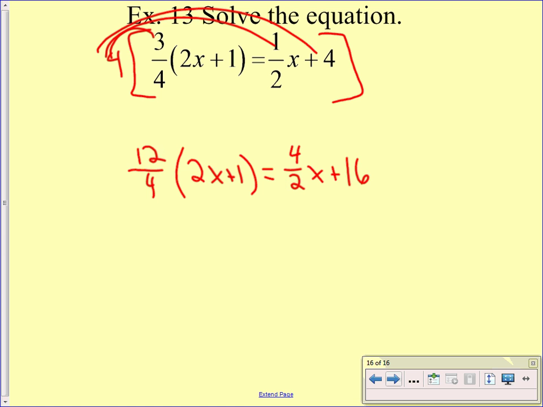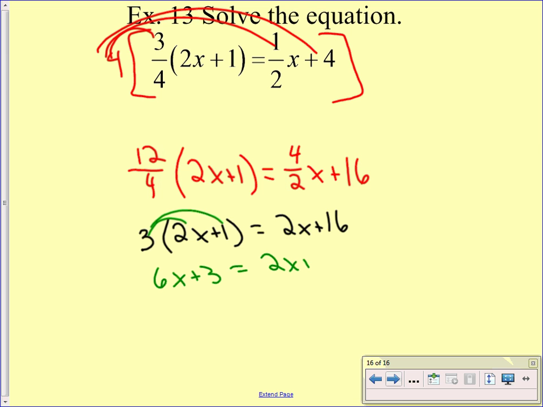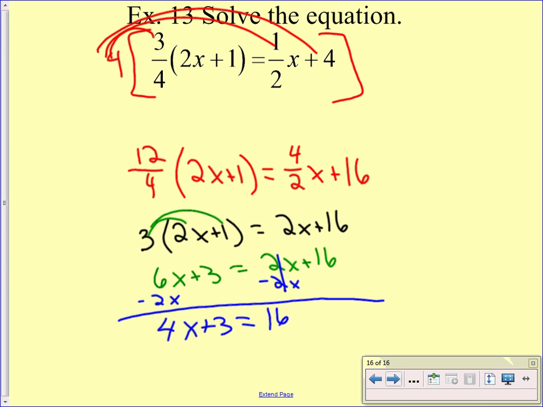Then I want to reduce my fractions. 3 parentheses 2x plus 1 equals 2x plus 16. Now is when I distribute into the parentheses. 6x plus 3 equals 2x plus 16. I want to move the variables to one side, numbers to the other. Subtract 2x. Subtract 2x. 4x plus 3 equals 16. Subtract 3 to the other side.